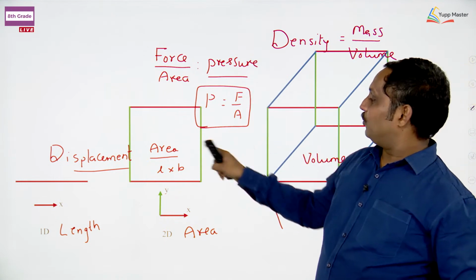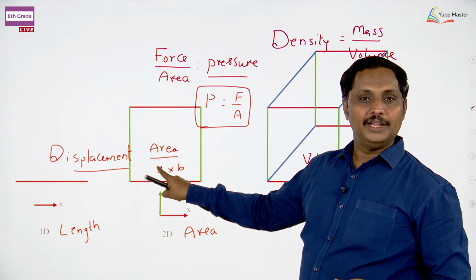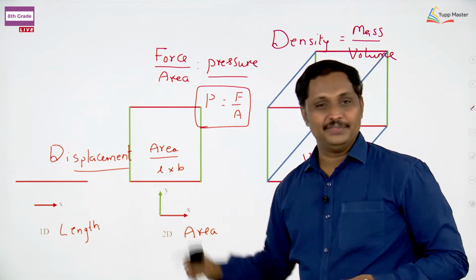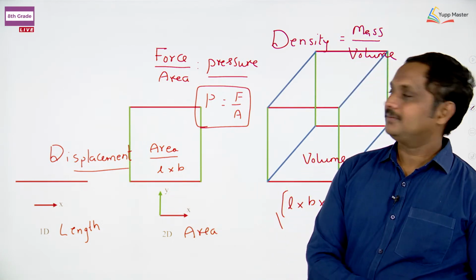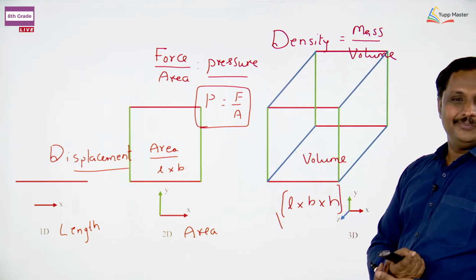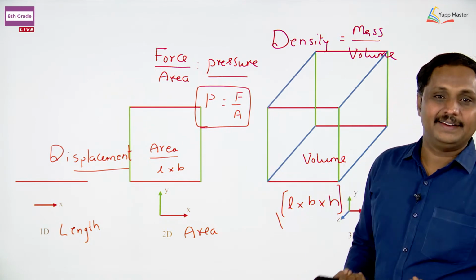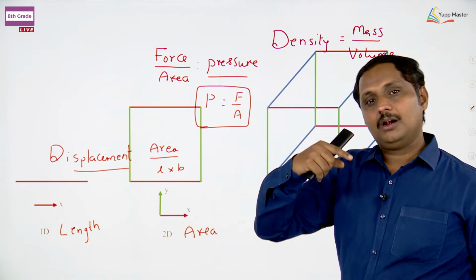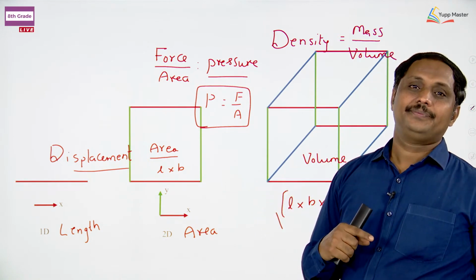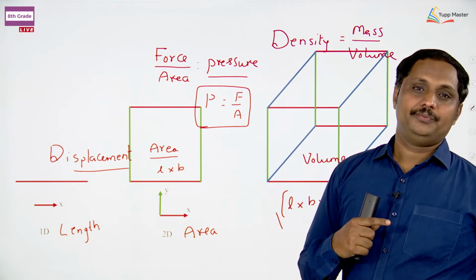Now area is going to depend on two parameters, length and breadth. What about length? Length is independent. If you are going to take volume, it is dependent on three parameters like that. So, fundamental units, derived units.